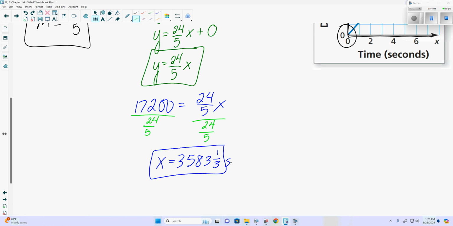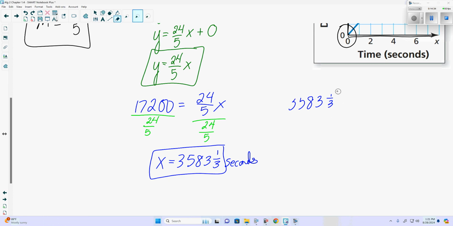Yes, and we could say seconds. It would be, because 3,583 and 1/3. So this is, well, we can't just straight translate that.